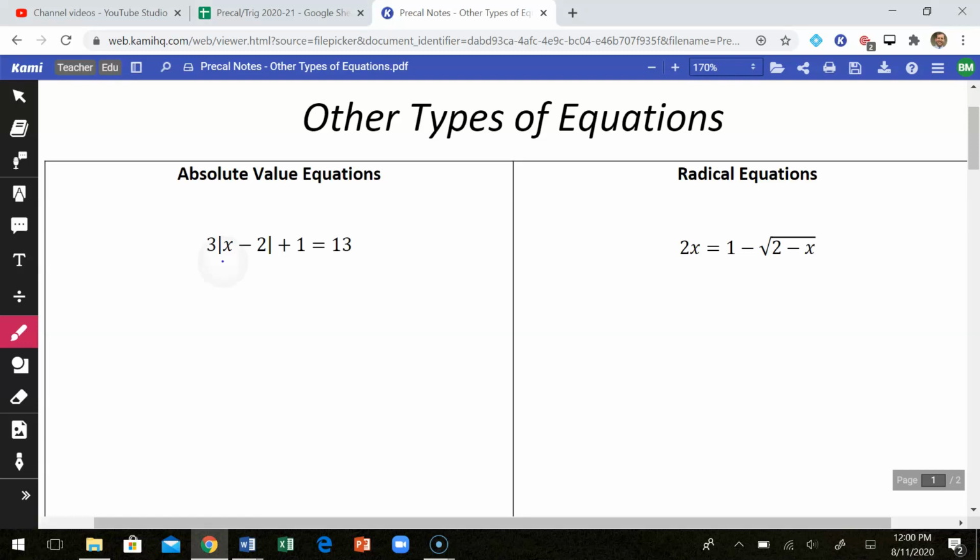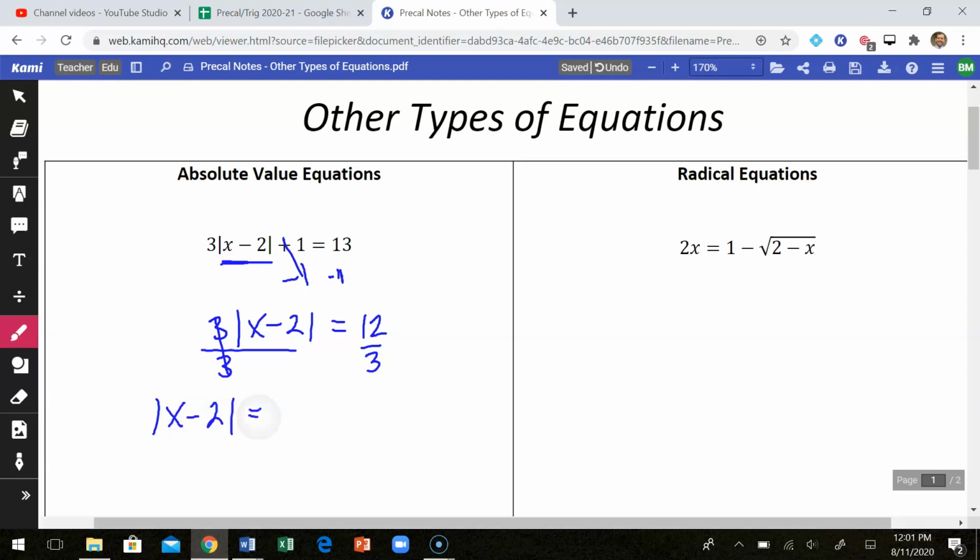So pretend that whole part that has the absolute value on it is your variable, and go through the steps of getting that by itself. The first thing I'm going to do here is subtract 1 from both sides. So I would have 3 times the absolute value of x minus 2 is equal to 12. Do not distribute the 3. Absolute value symbols do not work the same way as parentheses, so don't distribute the 3. Instead, divide by 3 to get rid of that. So we would have the absolute value of x minus 2 is equal to 4.